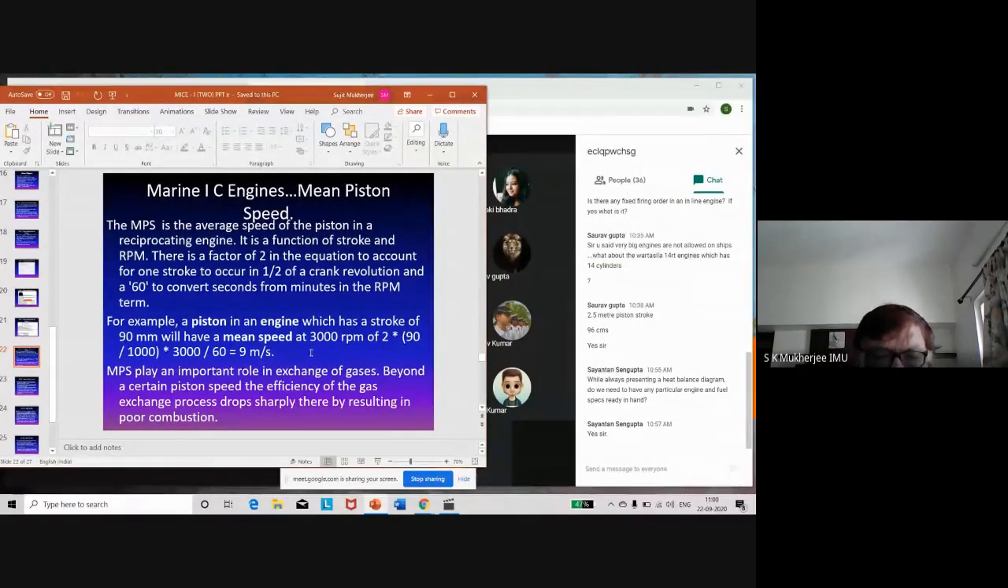We will come into these details in the next class. What is volumetric efficiency? What is mechanical efficiency? What is thermal efficiency? All these. So beyond a certain piston speed, the efficiency of the gas exchange drops sharply, resulting in poor combustion. If the air doesn't come in, the combustion gases don't go out. That's the way it is. So the whole gas exchange process, that means air coming in and gases going out, becomes very poor.